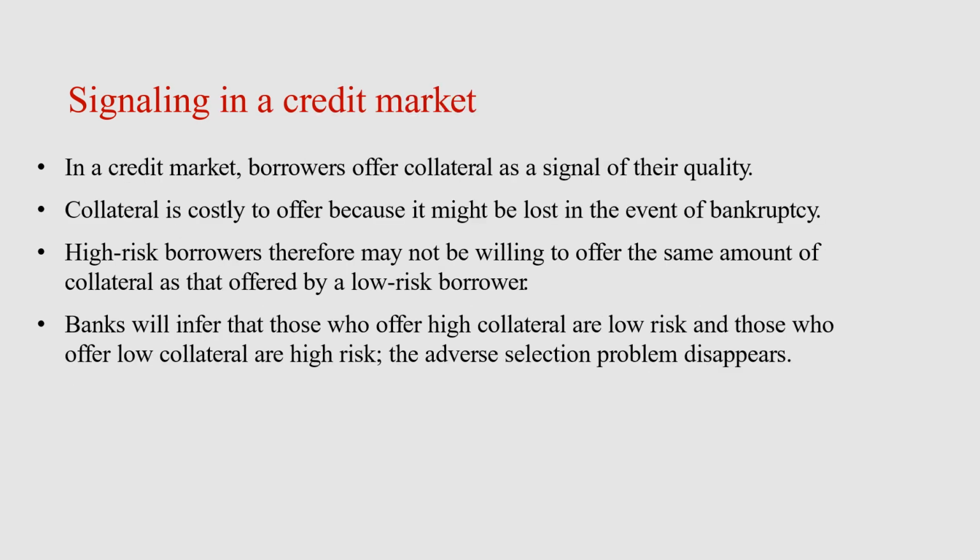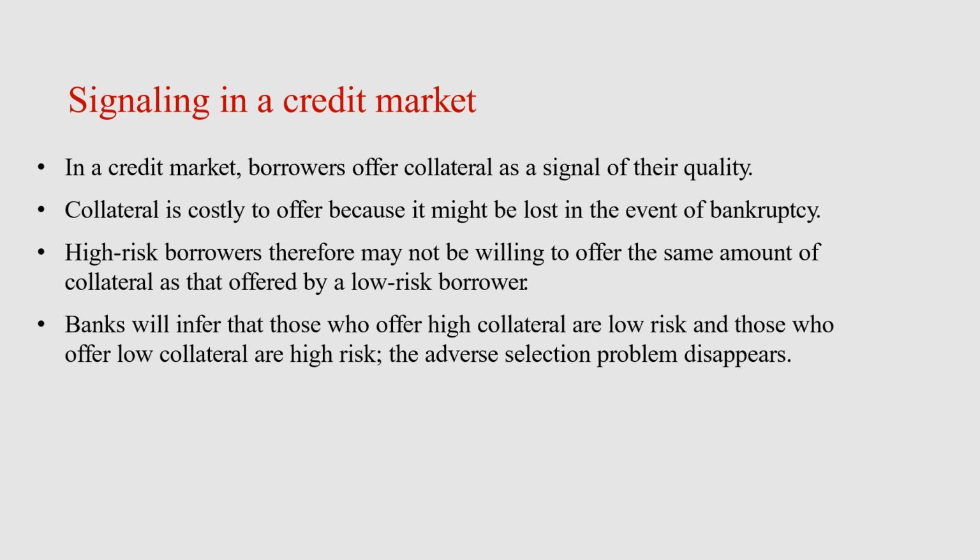In a credit market, borrowers often offer collateral as a signal of their quality. All right, think of it. You're often asked to provide collateral. For example, if you're buying a house, you have to put a certain amount down. But collateral is costly to offer because it might be lost in the event of bankruptcy. So high-risk borrowers, therefore, may not be willing to offer the same amount of collateral as that offered by a low-risk borrower. In the case of purchasing a house, some people just can't afford to pay the down payment.